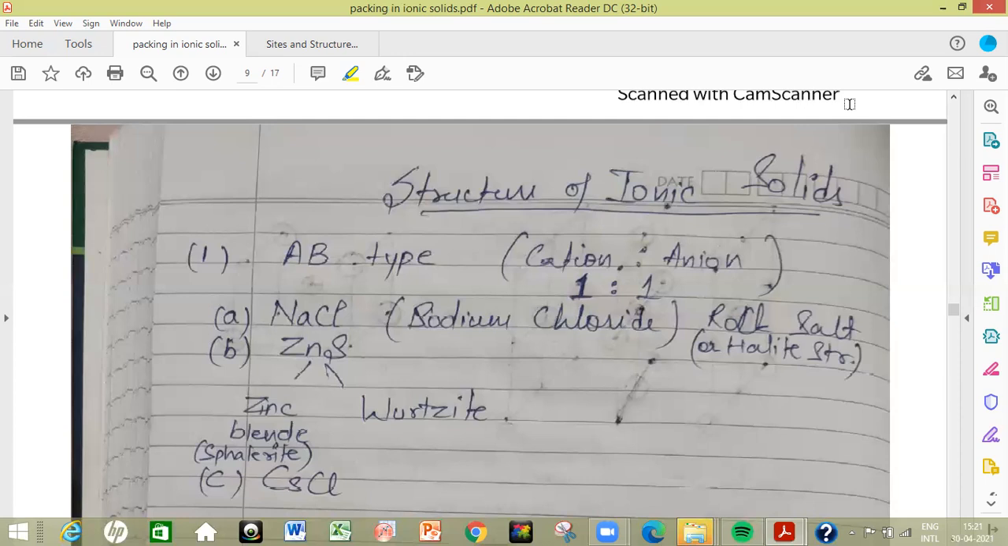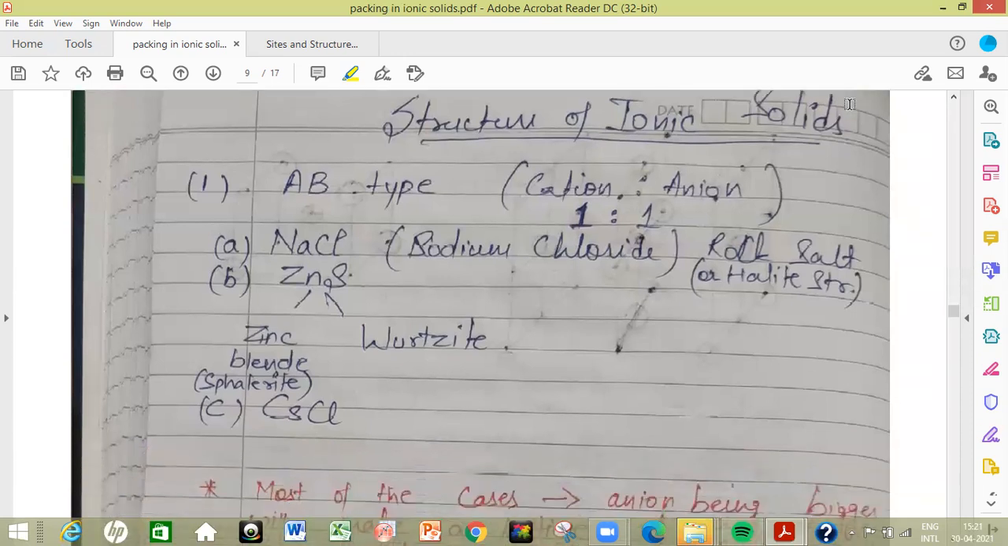The second one which we'll be discussing is the zinc sulfide structure, which has two types of structures, zinc blende and wurtzite. Zinc blende is also called sphalerite. The zinc blende structure is based upon the face-centered cubic lattice, and the wurtzite structure is based upon the hexagonal close-packed lattice. The third one in this category is the cesium chloride structure. In this particular video, we'll be discussing sodium chloride and the zinc blende structure of zinc sulfide, that is sphalerite. So we are discussing the halide structure and the sphalerite structure.